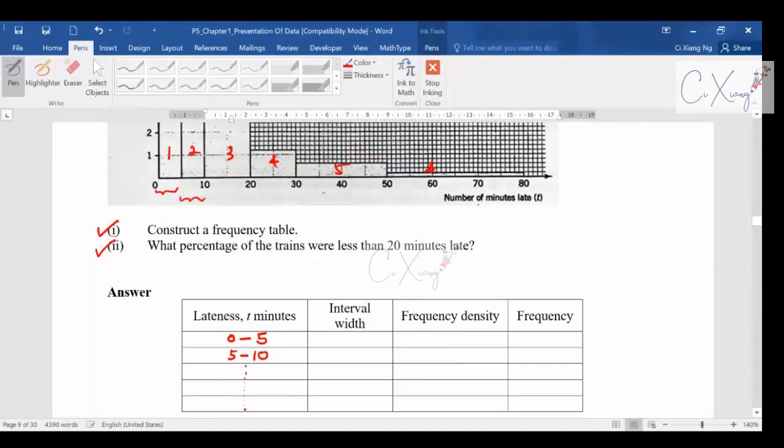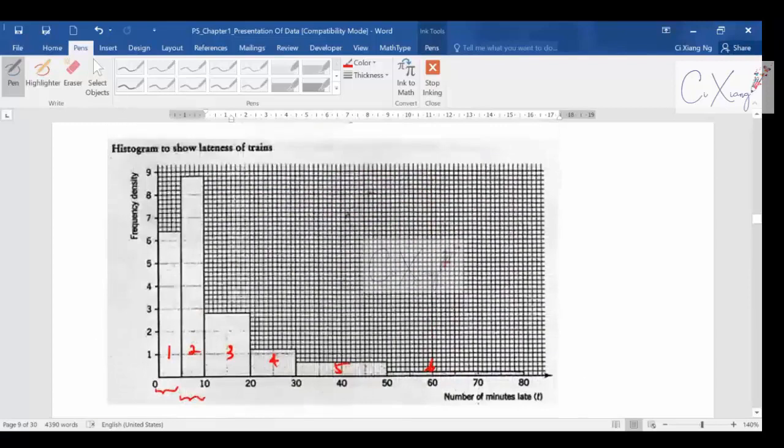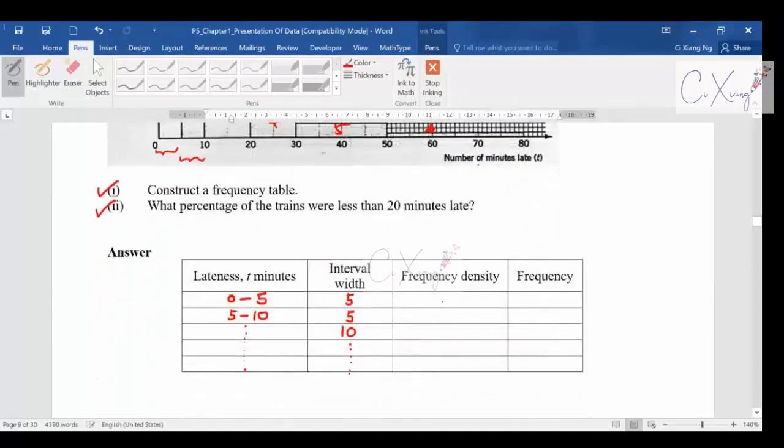How about interval width? The interval width will be much easier. 5 minus 0, you get 5. 10 minus 5, you also get 5. 20 minus 10, you get 10, and so on. Then for the frequency density, you read the values from the graph. The scale they use is very clear also. Write down all the values by reading from the graph. If you didn't make any careless mistakes, your frequency densities are 6.4, 8.8, and so on. I'm not going to show you everything, but I want you to try on your own.